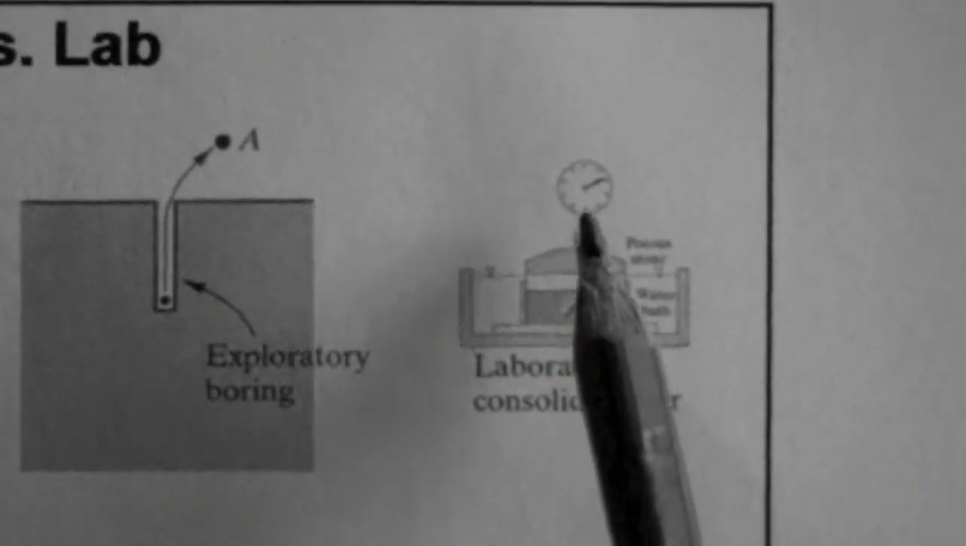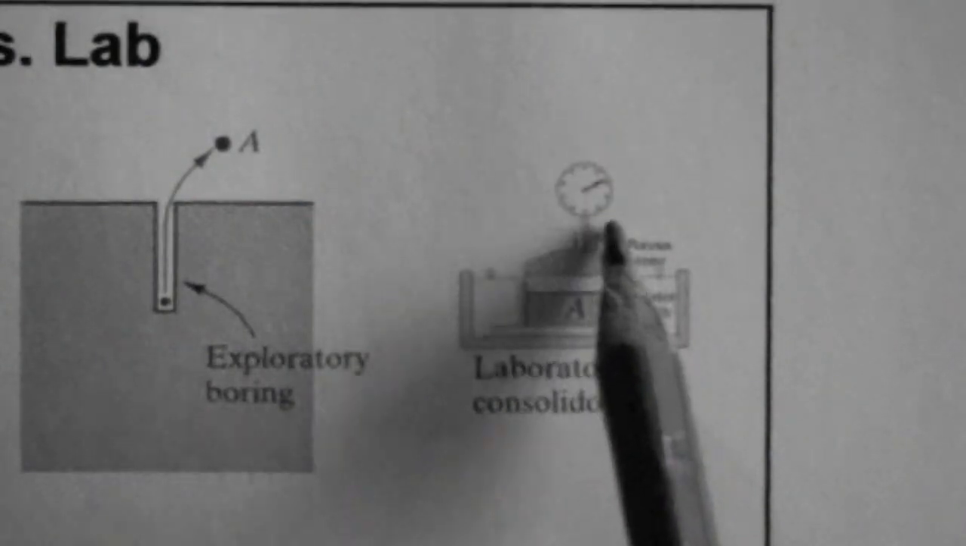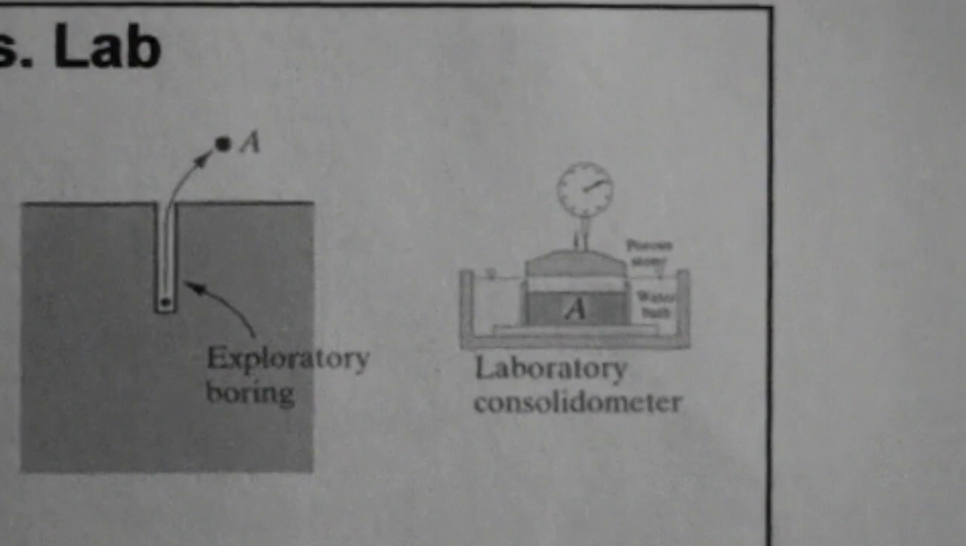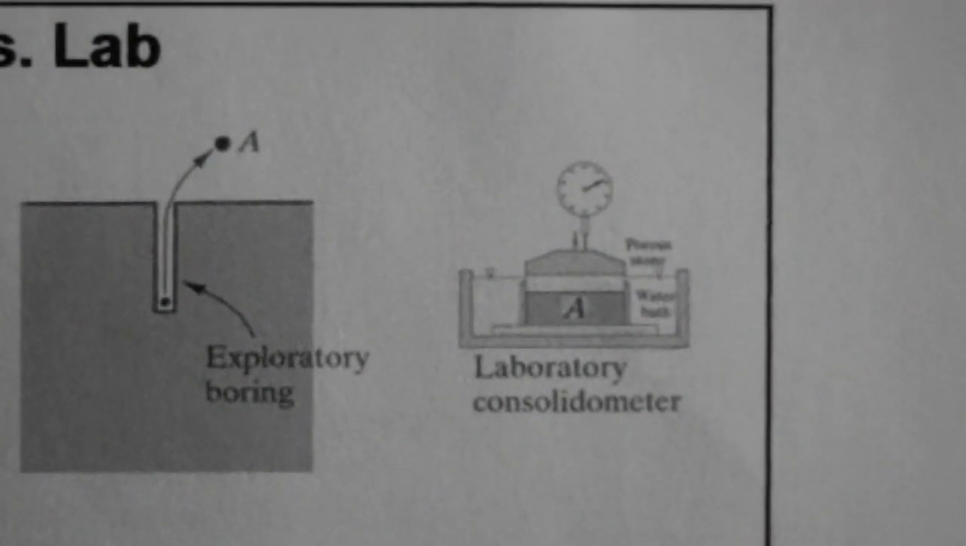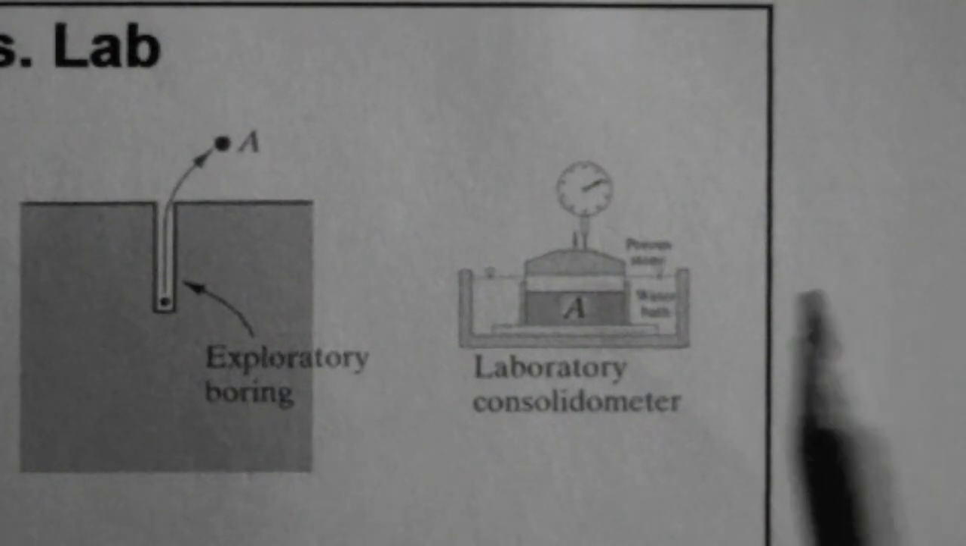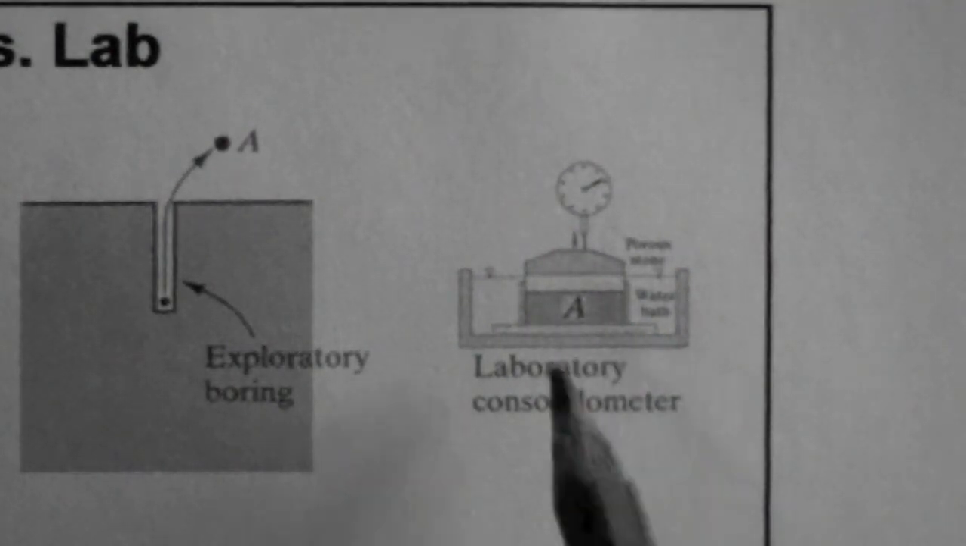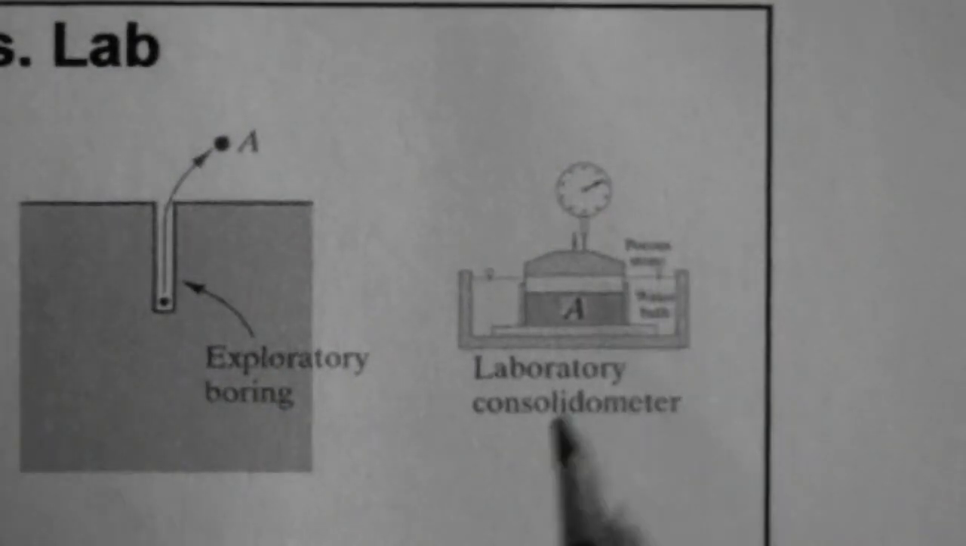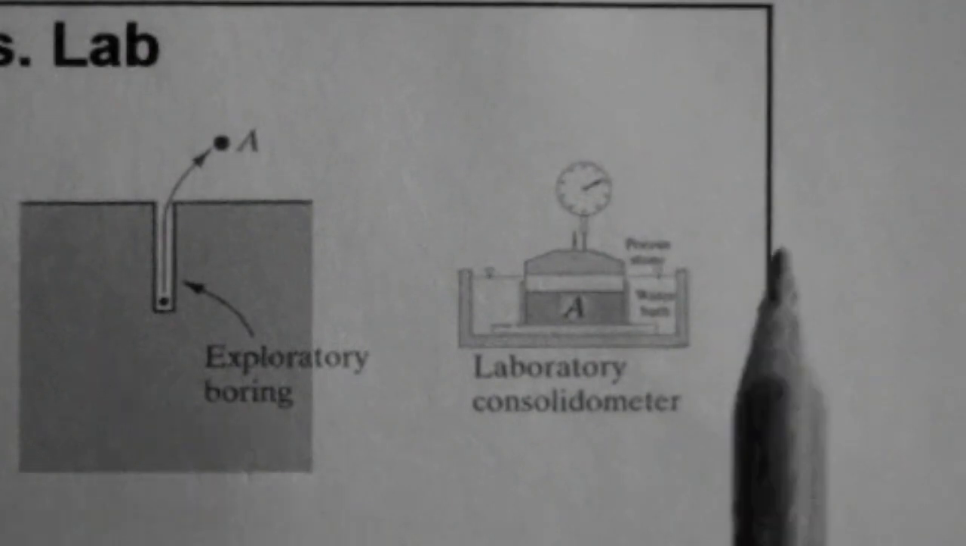This gauge here monitors the vertical deformation of the specimen. What else do we have here? Pretty much, that's it. So what we do is we take the specimen and place it in the ring. There's a specific procedure to place it in there that you learn in the lab course.